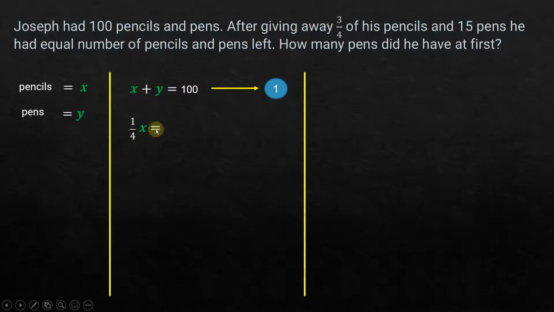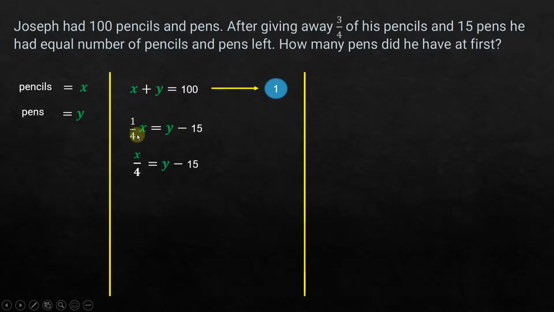So this is the number of pencils left, right? And for the pens, we will have y minus 15, because y is the total number of pens and he gave away 15 pens there. So it is y minus 15. So 1 by 4 of x is equal to y minus 15. So we have to simplify this to get our second equation here.